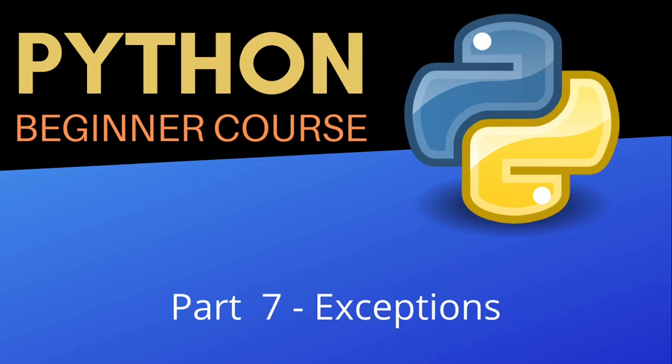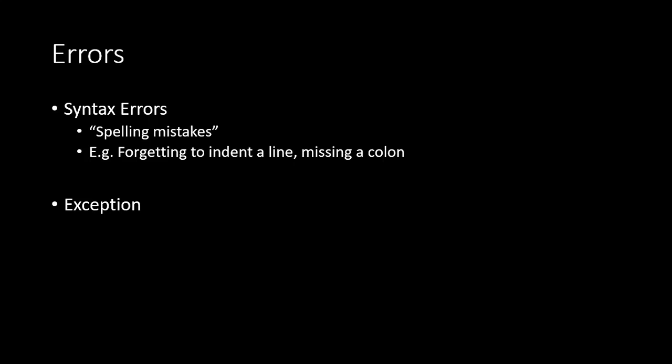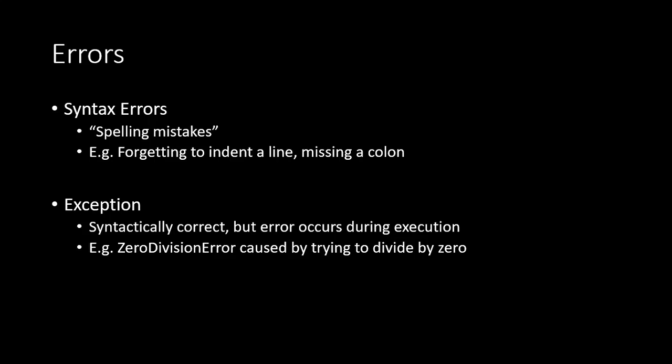If you have tried writing your own scripts before, you have almost certainly come across errors when you run them. There are two main types of errors in Python: syntax errors and exceptions. Syntax errors are essentially spelling mistakes, things such as forgetting to indent a line or spelling the name of a function incorrectly. The other type of error you may have received is an exception, and occurs when a program is syntactically correct but causes an error during execution. An example of this is a zero division error, which is caused by trying to divide a number by zero.